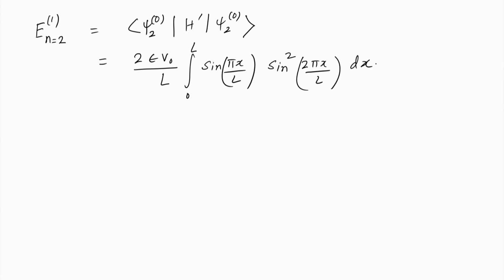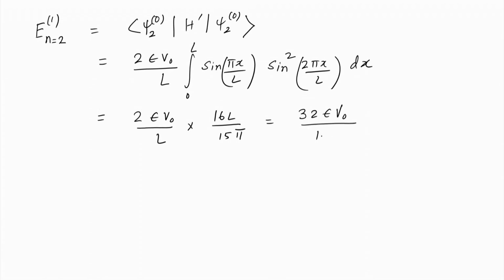Okay. So, this integral is simple, we should be able to solve it, and the result is what I am writing. So, it is 2 epsilon V 0 over L, that is the term that is there, and the value of the integral comes out as 16 L by 15 pi, and this is 32 epsilon V 0 over 15 pi. V 0 of course has the dimension of energy in this case. And so, this is the answer.